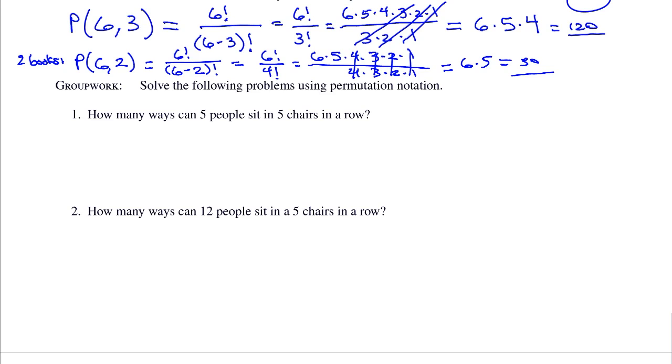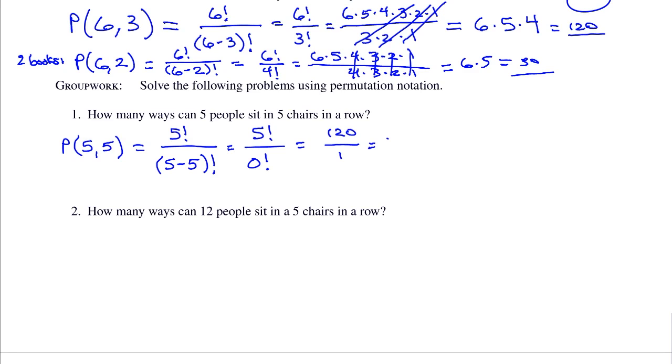All right, let's check it. So how many ways can 5 people sit in 5 chairs in a row? So that would be permutation, 5 pick 5. There's 5 people, there's 5 in the chairs. So if you did the long formula, it would be 5 factorial over 5 minus 5 factorial, which is 5 factorial over 0 factorial. This is why we needed 0 factorial. This would be 120 divided by 1, which is 120.